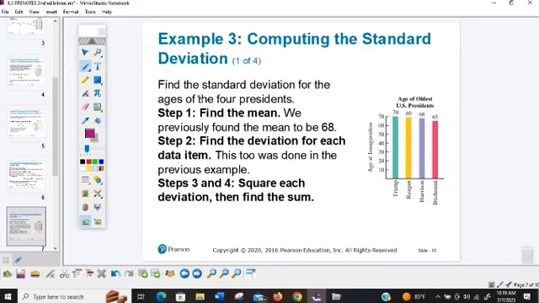All right, so it says, find the standard deviation for the ages of the 4 presidents. So here's our 4 presidents. We already know the mean. We did that in a previous example. So we know that the mean is 68. That's our step 1. Step 2, we want to find all the deviations from the mean. We did 2 of them. It's on the next slide. Steps 3 and 4, we're going to square them and add them up.